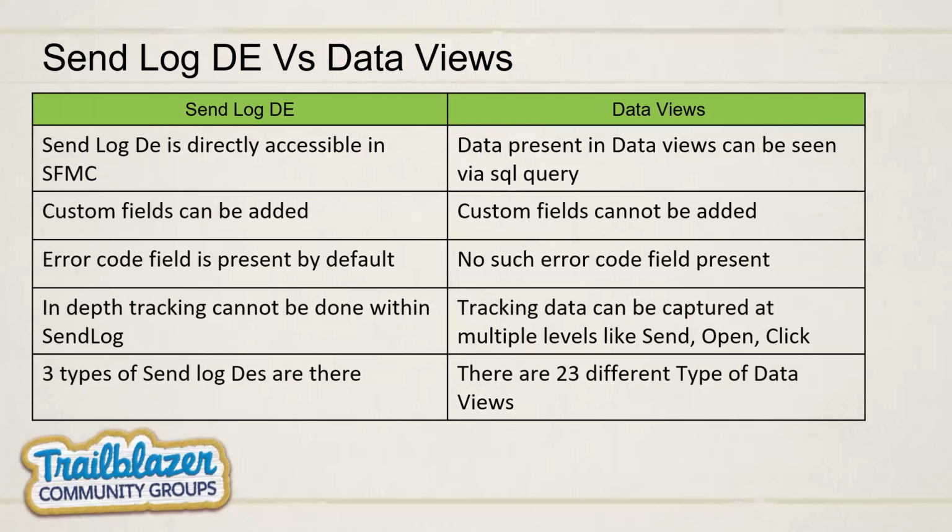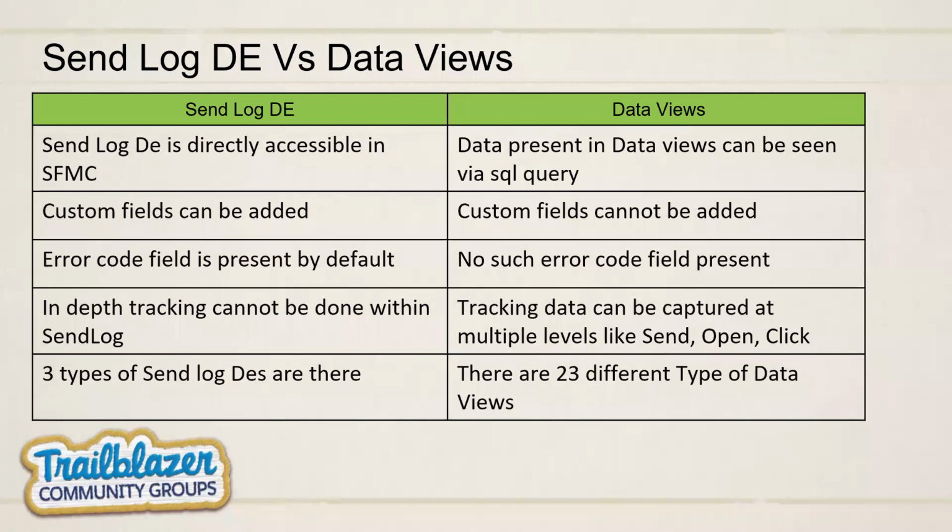In data views, custom fields cannot be added because we cannot see what fields are there. But in send log DE, you can add as many custom fields as you want, but the best practice is to add 10 or fewer fields, as mentioned earlier. In data views, there is no error code present, but in send log DE, an error code is present by default. Based on that error code, you can determine why the send has not been delivered for a particular customer.